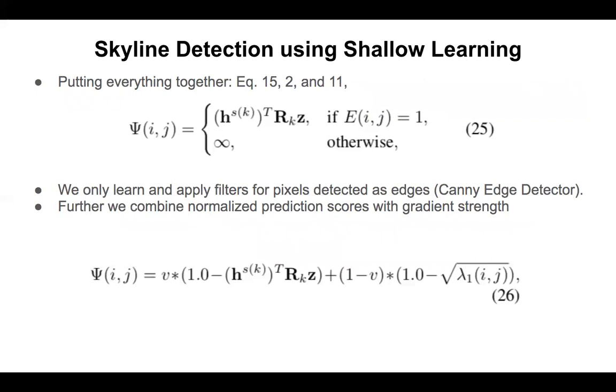So now putting everything together for the skyline detection approach based on shallow learning. In comparison with the computational approaches where each pixel is used, we are going to concentrate only on the pixels which are the output of edge detection. So every pixel which has been detected as an edge over here using any edge detector, that is where we are going to conduct our learning. And similarly during inference, we are going to first run the edge detection, and then the pixels which have been detected as edges, that is where we are going to apply our inference.